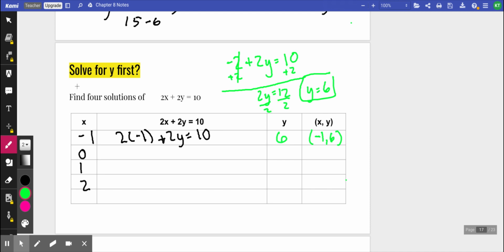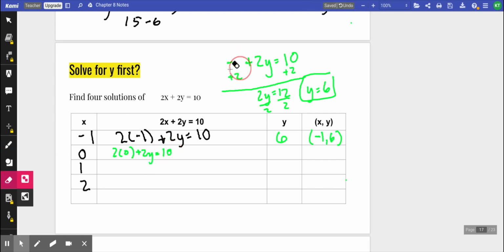Okay, let's go 0 now. So if I plug in 2 times 0 plus 2y equals 10. All right, so what I'm going to do is I'm going to go back up here just so I have some more space.